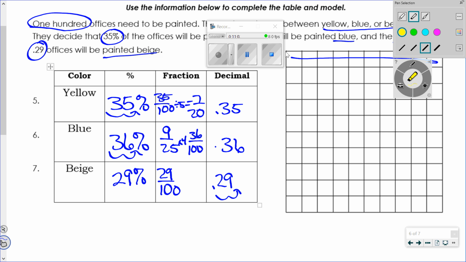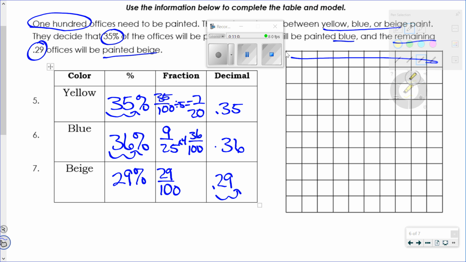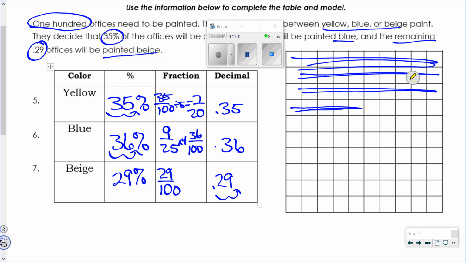Except it didn't change. Interesting. Okay, so I'm just going to do colors then. So 35% is just the line. The next part, 36%, I'll just do diagonals.